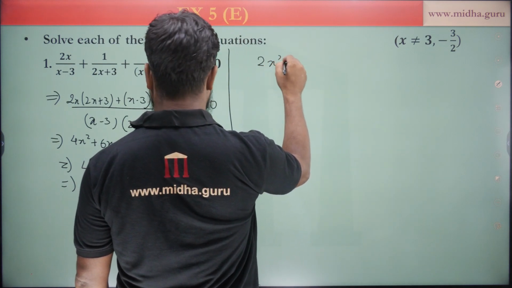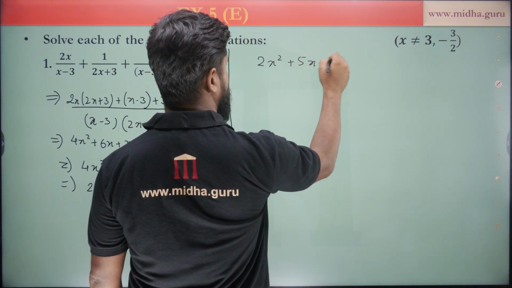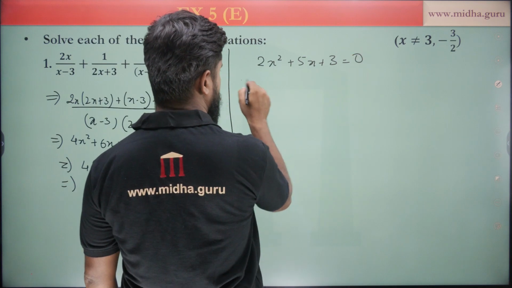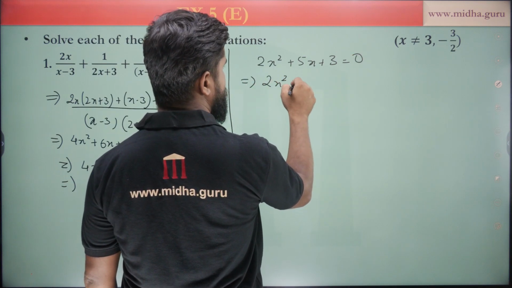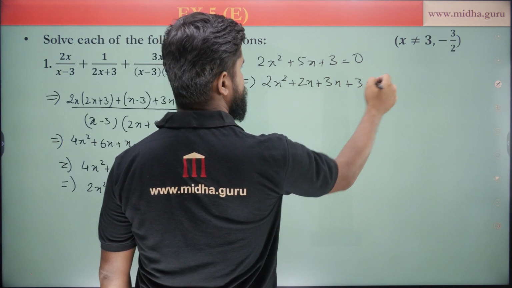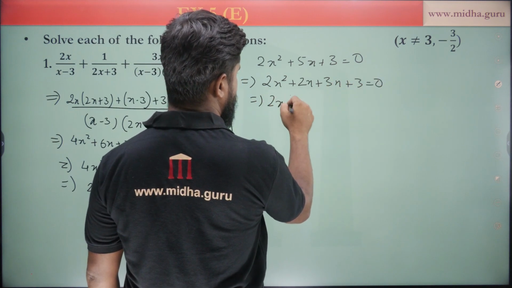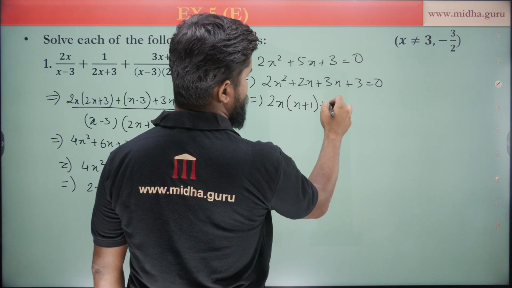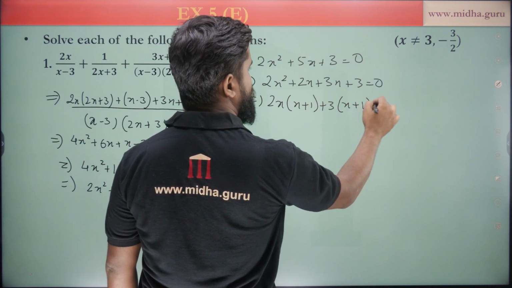So 2x² + 5x + 3 is equal to 0. Now we can split the middle term as 2x + 3x. Then we will get, taking 2x as common, x + 1, and here taking 3 as common, we will get x + 1.